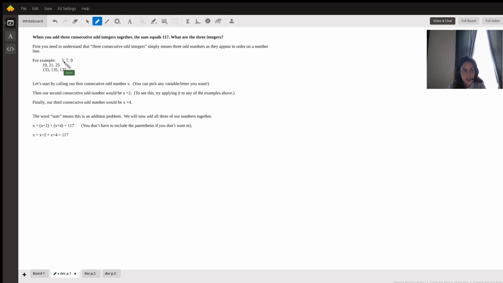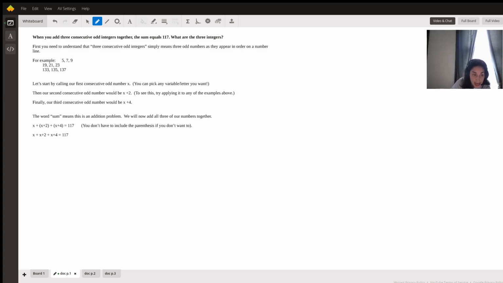If we just go back, we see that to get from the first to the third number, you're adding 4. So the word sum in our problem means that it's an addition problem, and we need to add all three of our numbers together. We're simply going to take the first number, the second number, and the third number and add them to equal 117. Now, you don't have to include parentheses. I put them here just to help clarify.